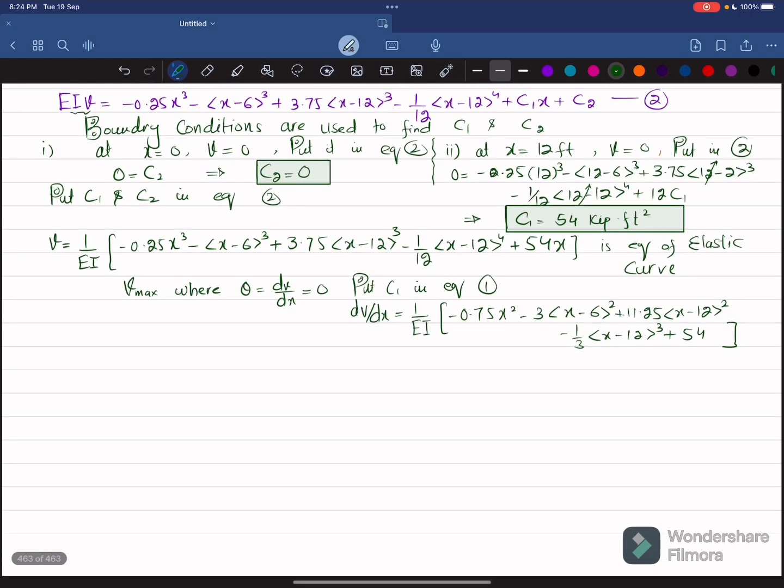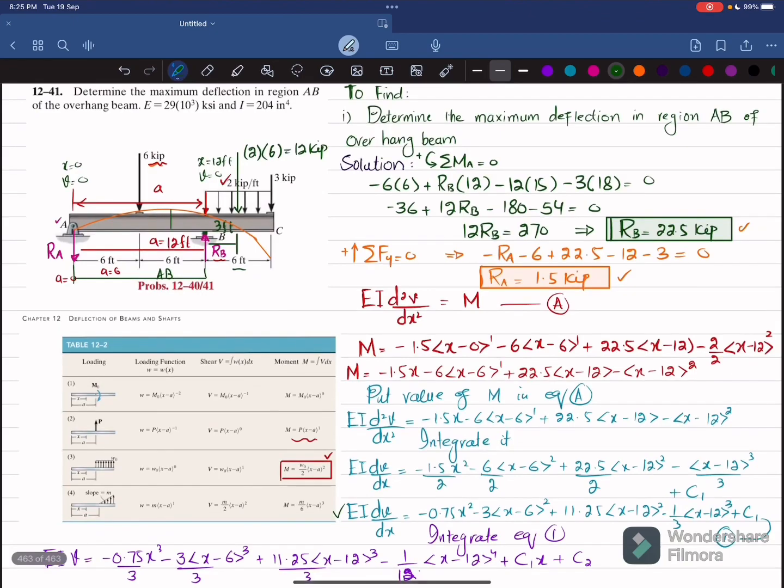Okay. Now if you put dv over dx equal to 0, you will get the value of x where v will be maximum. So we put dv over dx equal to 0, which is 1 over EI into minus 0.75 x square minus 3 into x minus 6 square, this is a Macaulay bracket, plus 11.25 into x minus 12 square minus 1 over 3 into x minus 12 whole cube plus 54. And you can see that this is the region. This is the 6 feet distance. Focus on it. This is the x where deflection is maximum. So here you can see that x greater than 6 and less than 12 is the region where maximum deflection occurs.